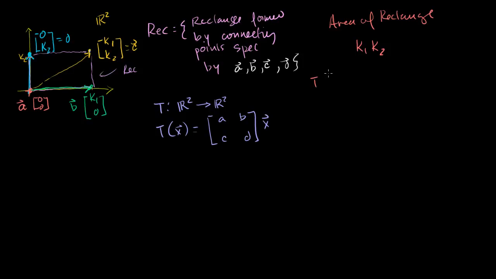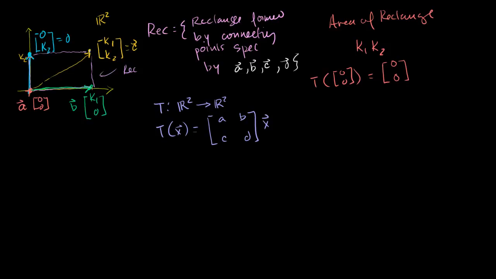What is the transformation applied to the 0 vector, applied to point A right there? Well, it's going to be a times 0 plus b times 0, which is just 0. And then the second term is going to be c times 0 plus d times 0, which is just 0. That's vector A.